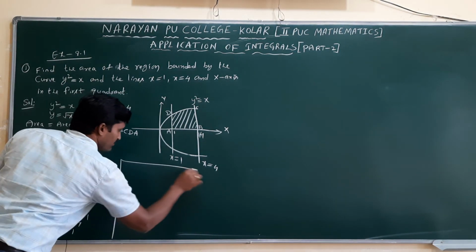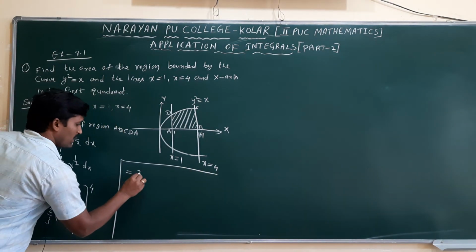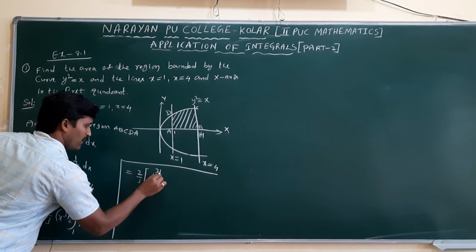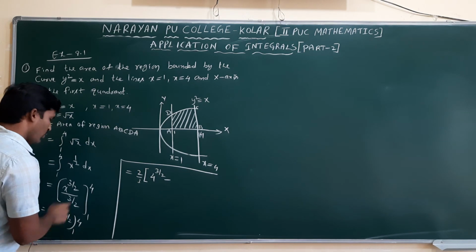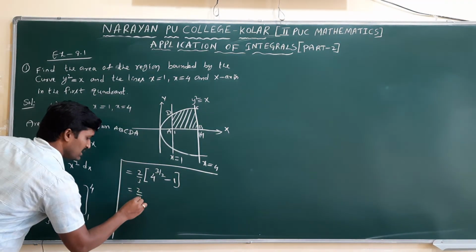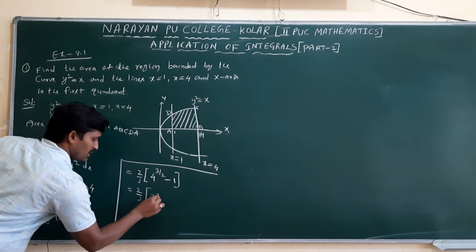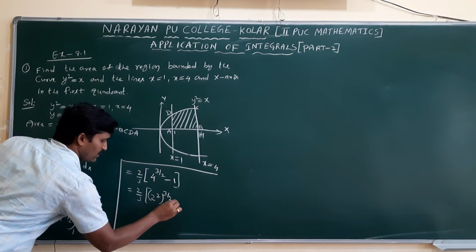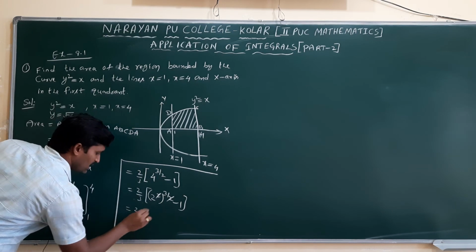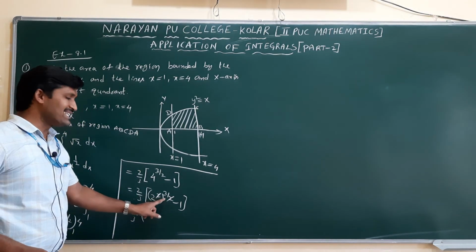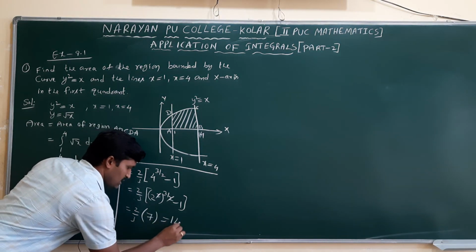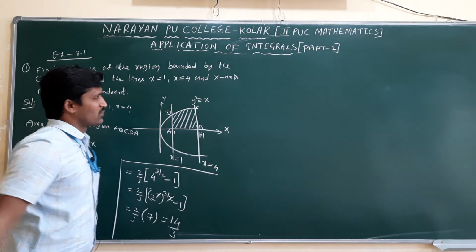Remaining all right here. Now 2 by 3 into, substitute the upper limit. What is the upper limit? 4 power 3 by 2 minus 1 power anything is 1. 2 by 3, this you can write 2 square whole power 3 by 2 minus 1. The 2s cancel. 2 by 3 into 2 cube, 8. 8 minus 1, 7. So the answer you will get is 14 by 3 square units.